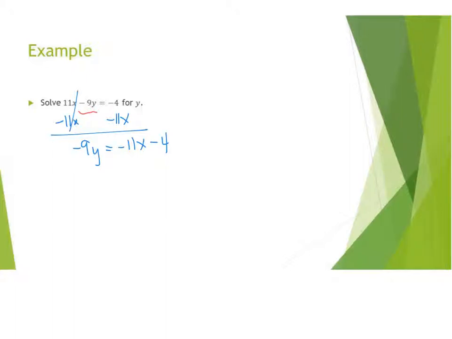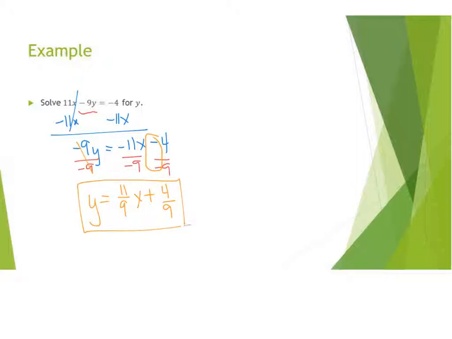And so our last step is I want to get y by itself, so I'm going to divide by negative 9, and I'm going to go ahead and divide everything by negative 9. So my negative 9's at the beginning cancel, and I get y equals 11/9 x, since that doesn't reduce. And I have a negative over a negative, which is a positive, so plus 4/9, and you leave it exactly like that.